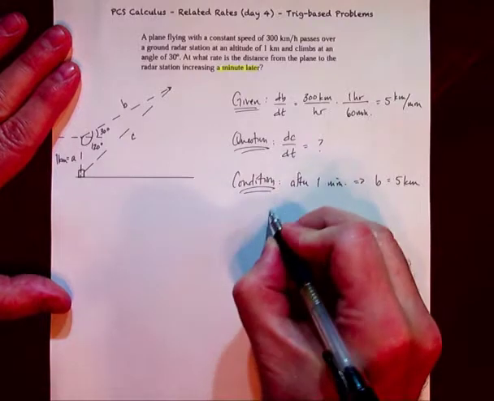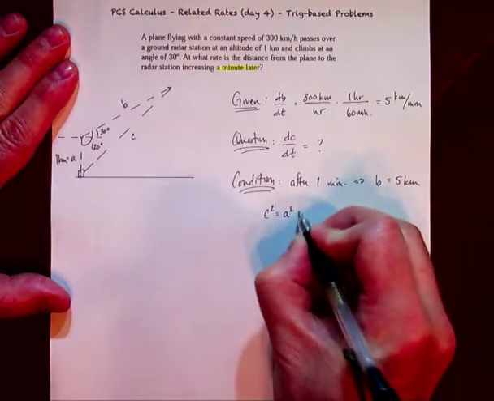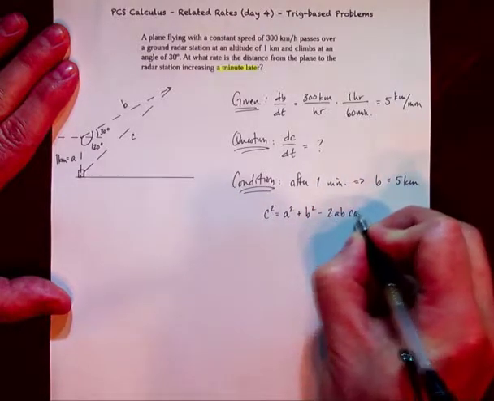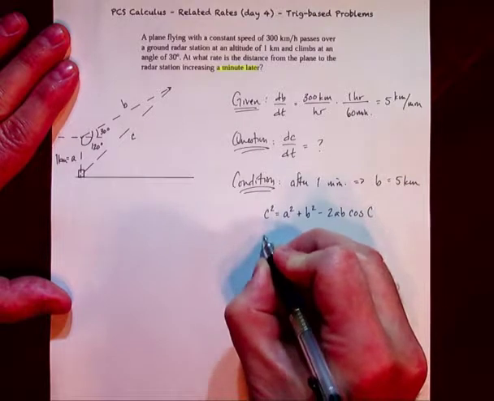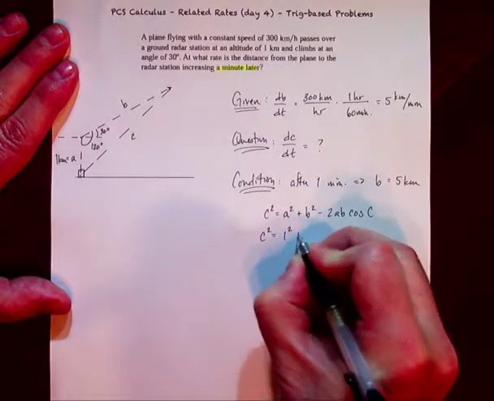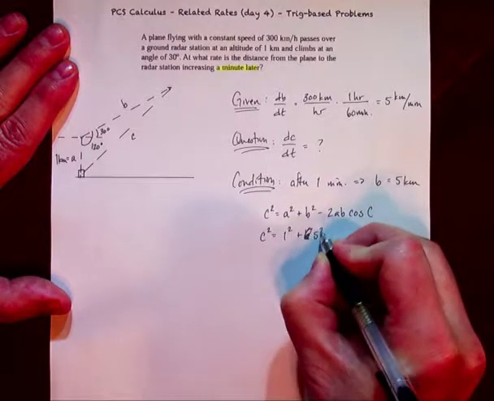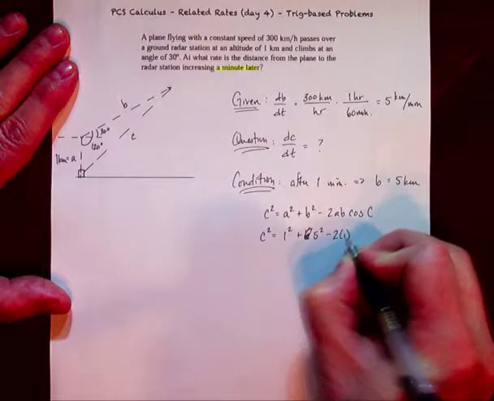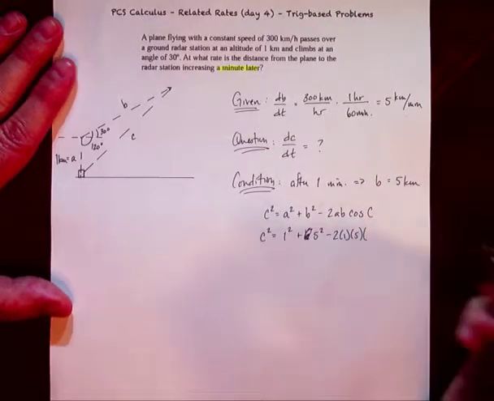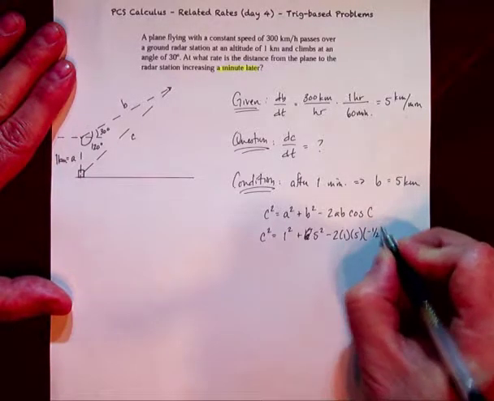Okay, so we know that C squared is equal to A squared plus B squared minus 2AB cosine C. In this particular case, C squared is equal to 1 squared plus B, or actually at that point it is a value, 5 squared minus 2 times 1 times 5 times cosine of 120 degrees, which we've already talked about, is -1/2.